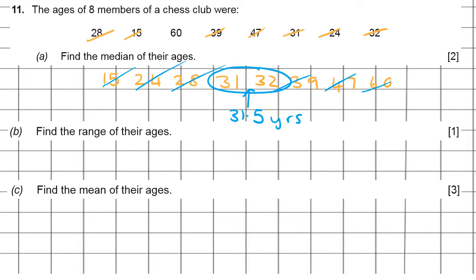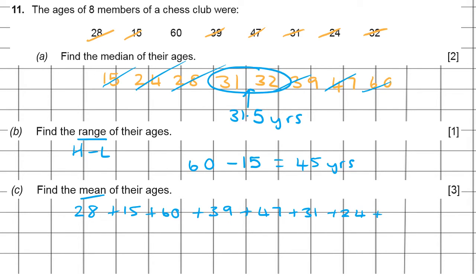So 31.5 years. Find the range of the ages. So range is the highest, take away lowest. So the highest age is 60, take away 15, which gives us 45 years. Find the mean. So the mean is all of them added up, divided by how many there are. So it would be 28 plus 15 plus 60 plus 39 plus 47 plus 31 plus 24 plus 32, all divided by how many there are, which is 8. And that gives us 34.5 years.